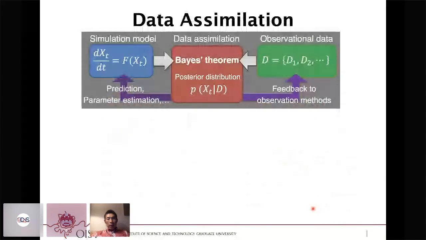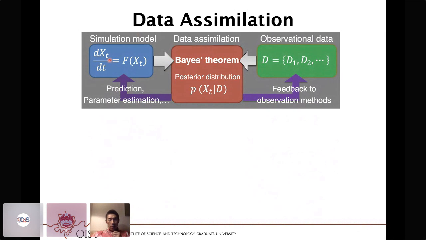Okay, and we are further considering the way to combine the structural and functional data in the framework of data assimilation. So data assimilation is a kind of dynamic Bayesian framework which combines the dynamic model and multimodal, in general, noisy observation.